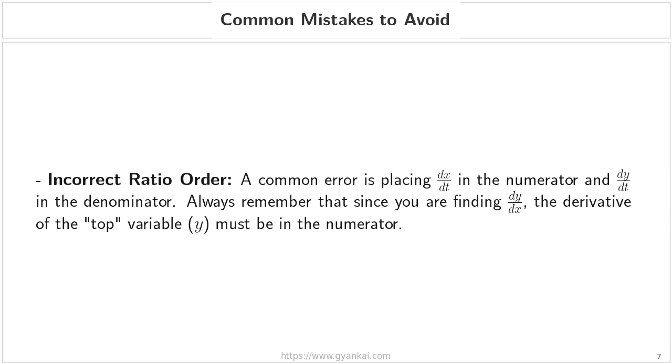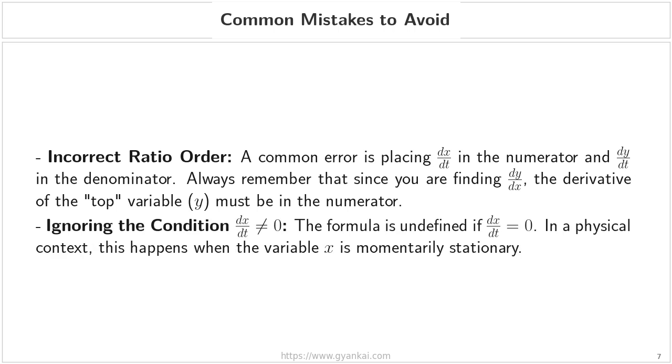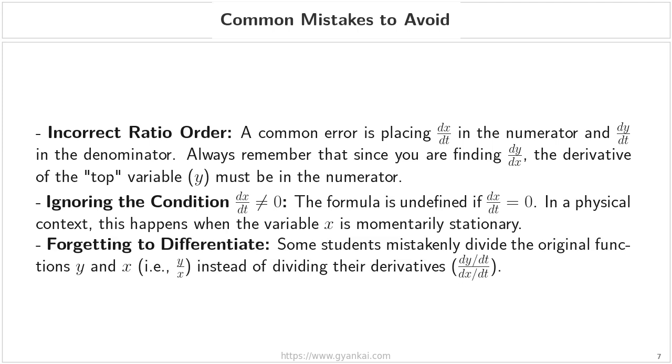in the numerator. Secondly, do not ignore the condition that the derivative of x with respect to t must not equal 0. Mathematically, the formula becomes undefined if the denominator is 0. In a physical context, such as the motion example we just solved, this occurs when the variable x is momentarily stationary. Finally, be careful not to forget the differentiation step.